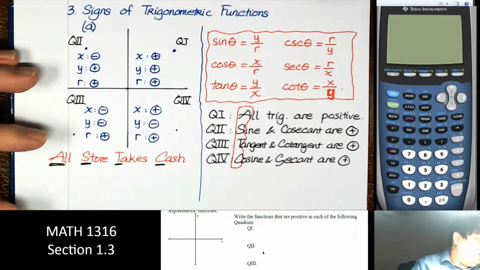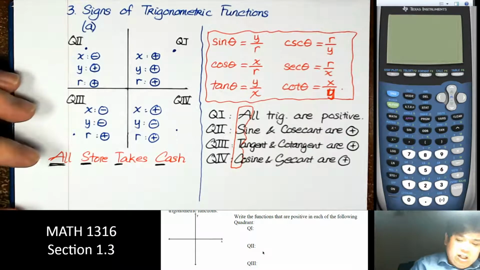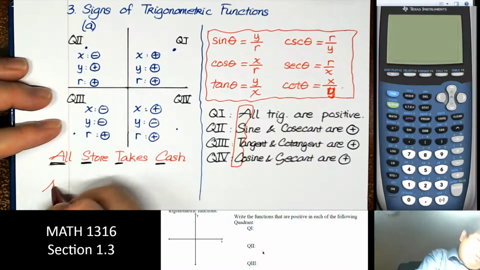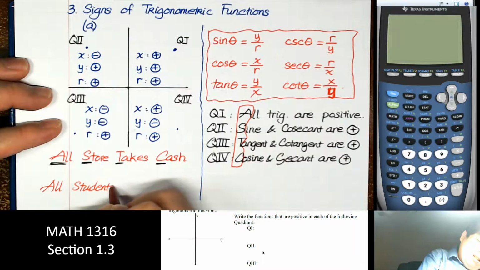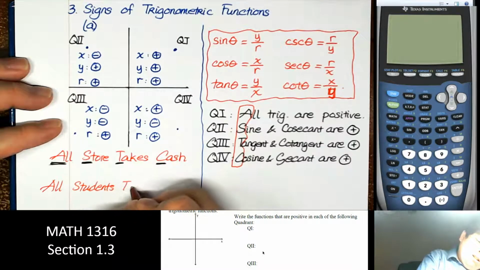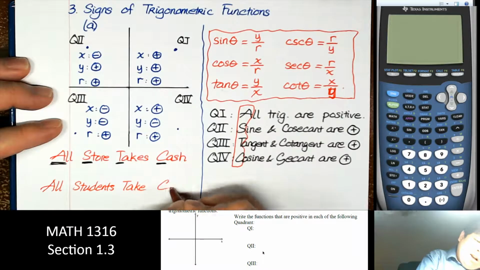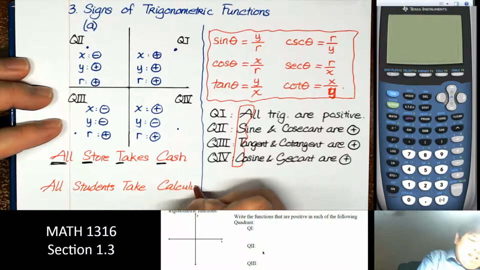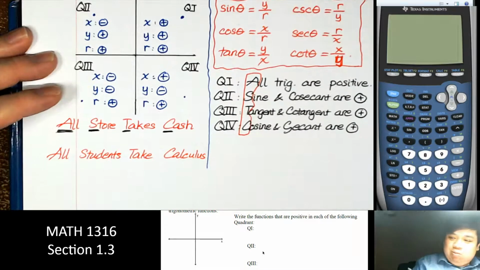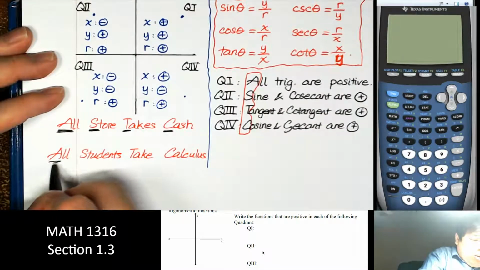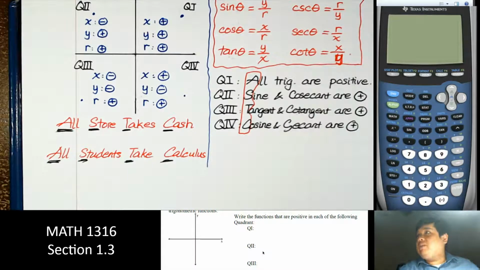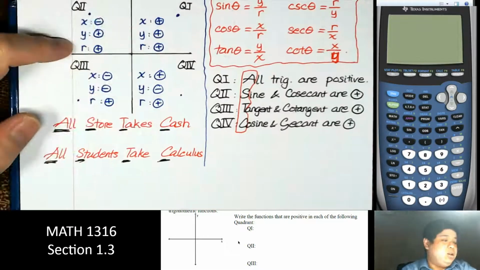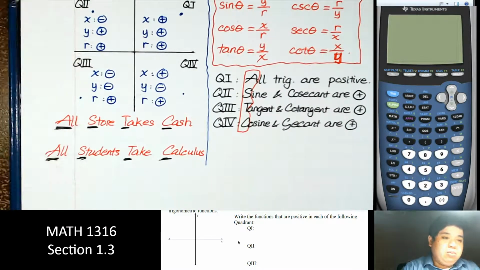Of course, there are a bunch of other tricks like this, something like "All Students Take Calculus." Those are the mnemonic tricks that I found online. But you can always go to the definition and reason based on the quadrant.